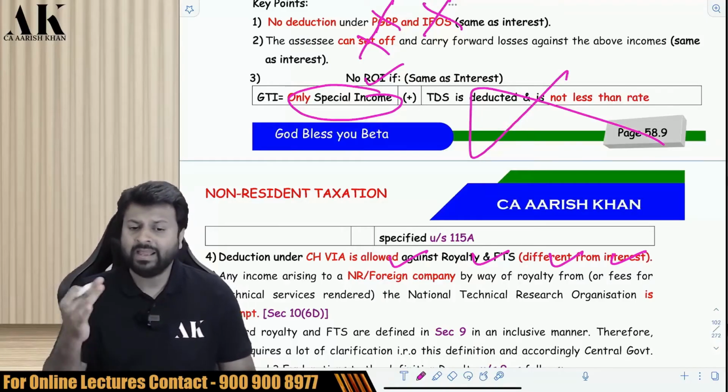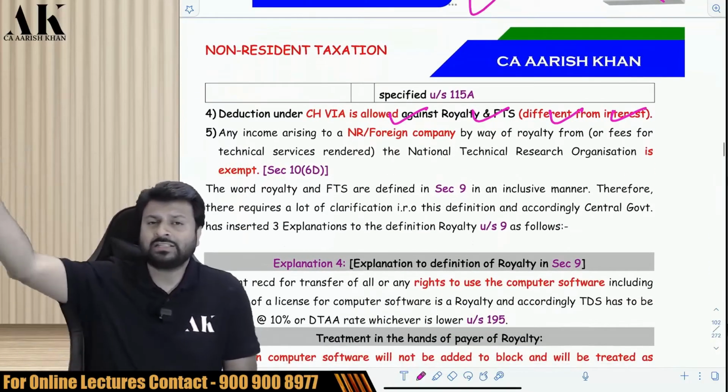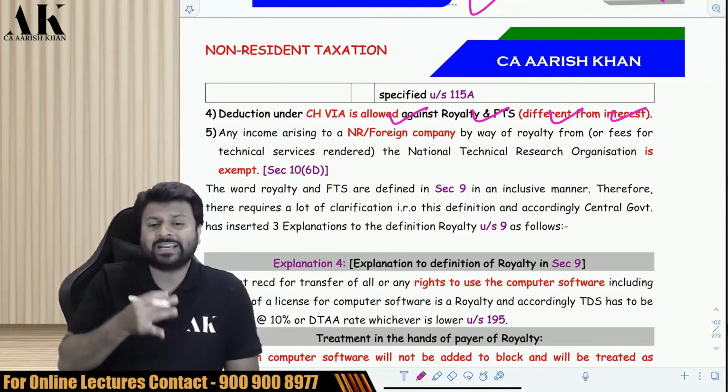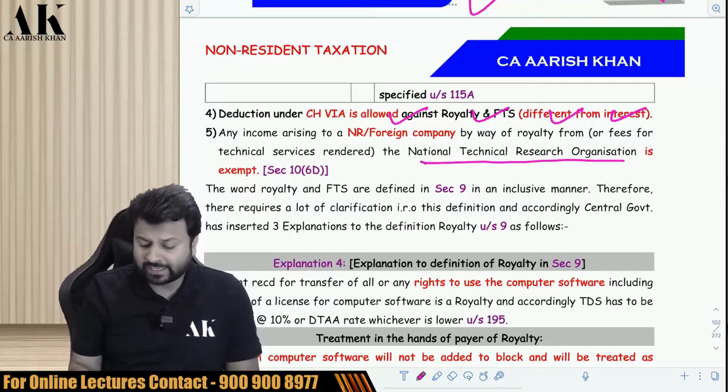Be very careful. Next. If there is a foreign company or non-resident outside India, and in India there is a National Technical Research Organization, check it over here.